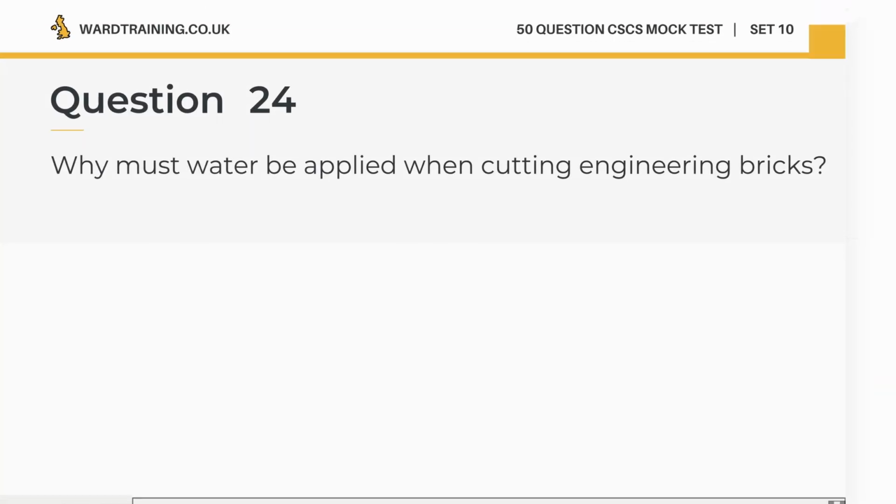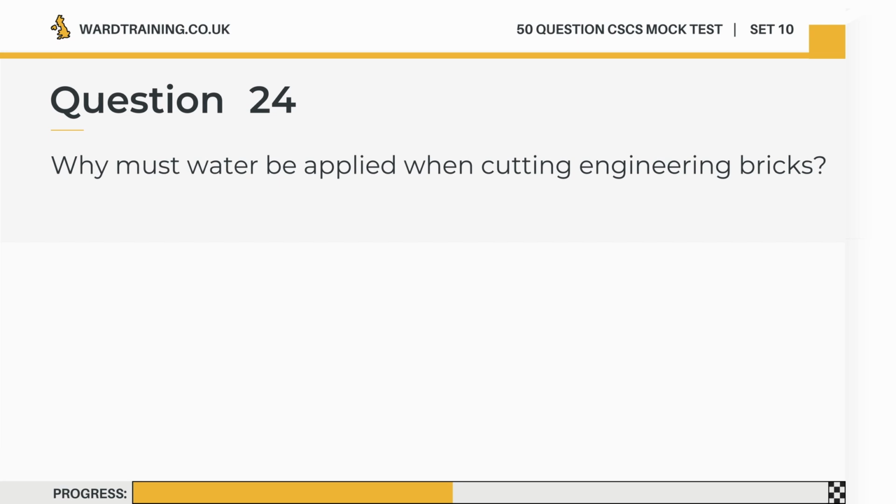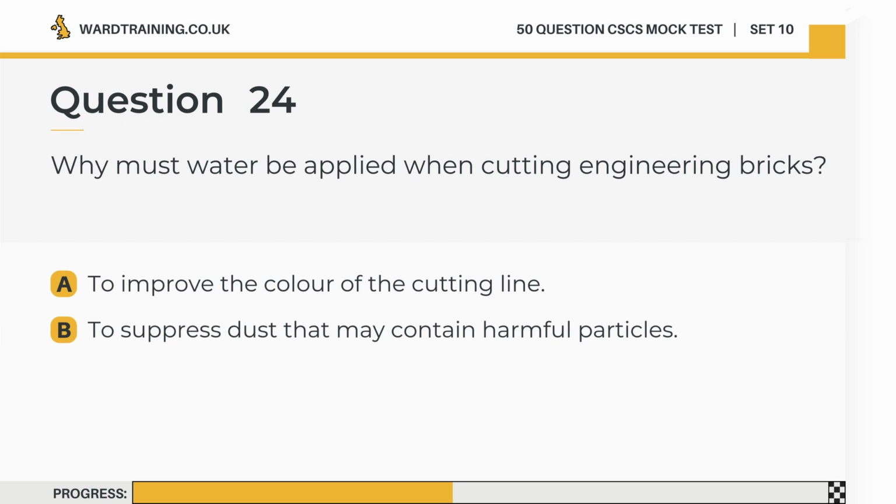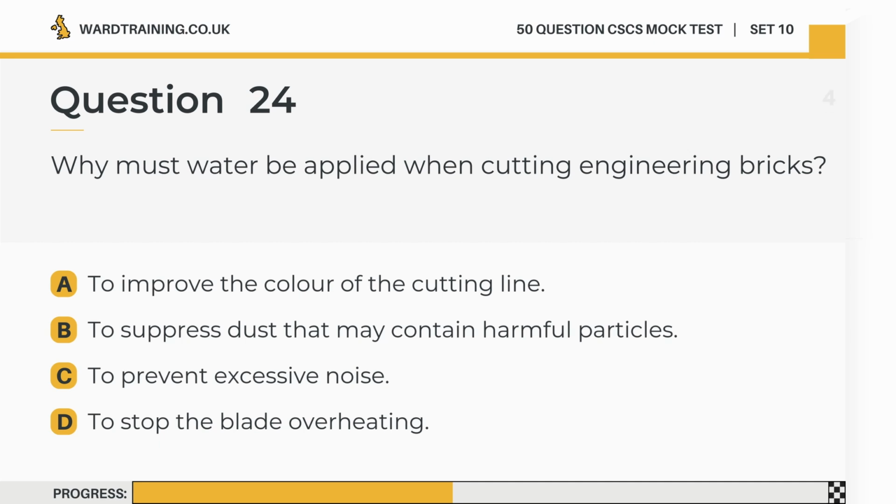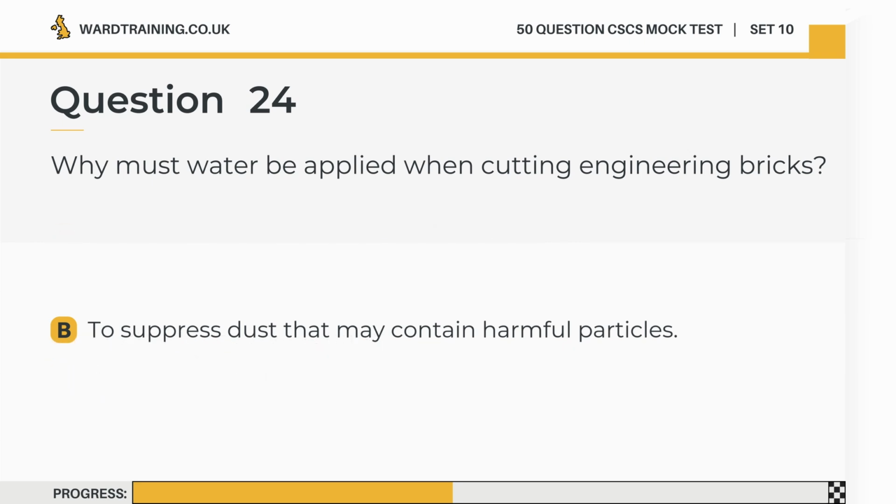Question 24. Why must water be applied when cutting engineering bricks? A. To improve the color of the cutting line. B. To suppress dust that may contain harmful particles. C. To prevent excessive noise. D. To stop the blade overheating. The correct answer is B. To suppress dust that may contain harmful particles.